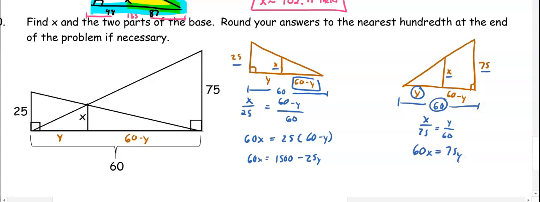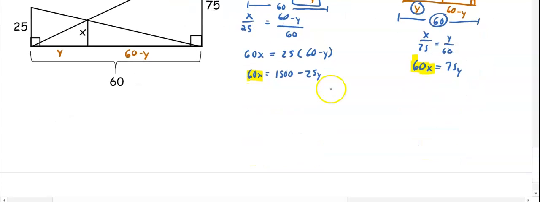Now, because they are both equal to 60x, we can set them equal to find y. So we're going to use substitution. We are going to set 1,500 minus 25y equals 75y. So we get 1,500 equals 100y. When we divide, y is 15. So we know the base lengths are 15 and then 60 minus 15, which is 45.